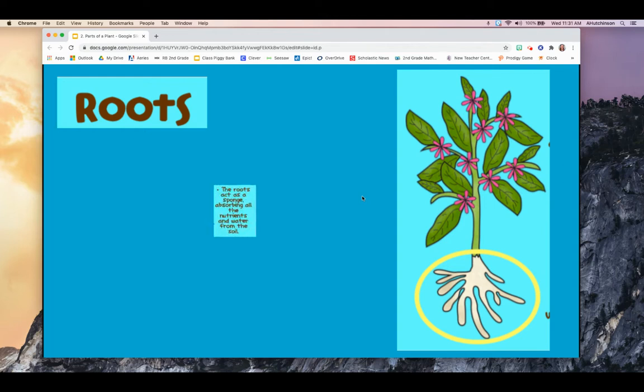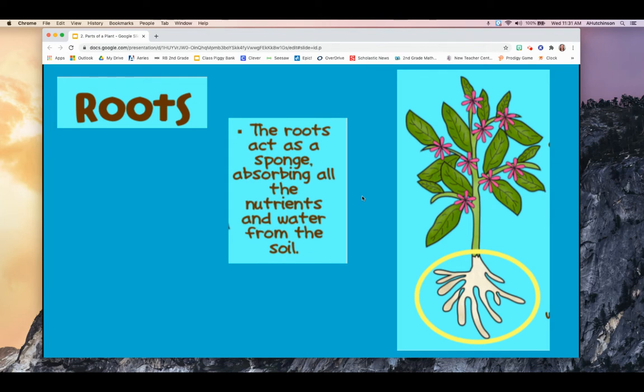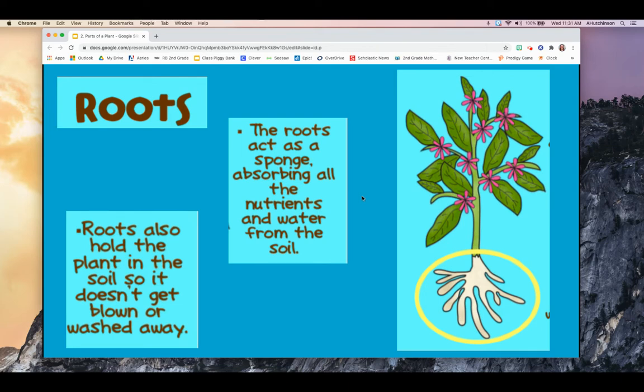Here's what we do know. The roots act as a sponge, absorbing all the nutrients and water from the soil. Roots also hold the plant in the soil so it doesn't get blown away by the wind or washed away by water. It anchors that plant in the ground.